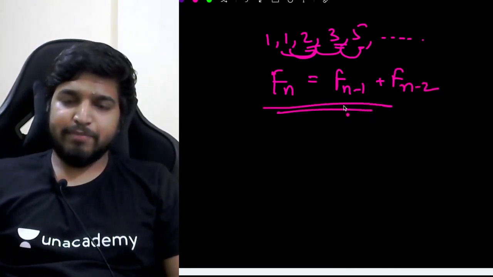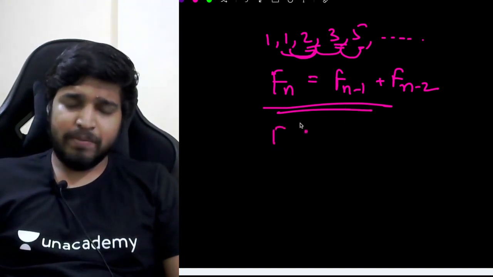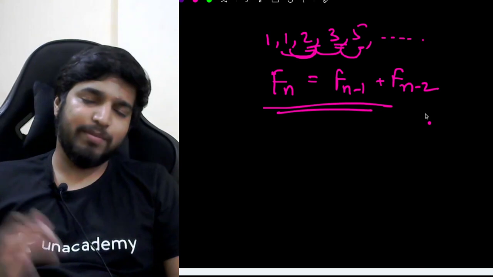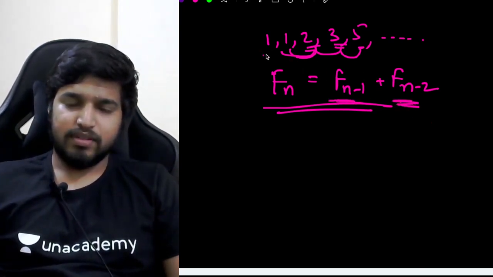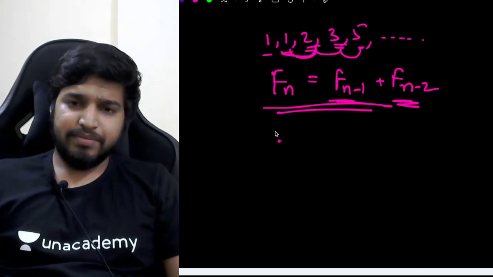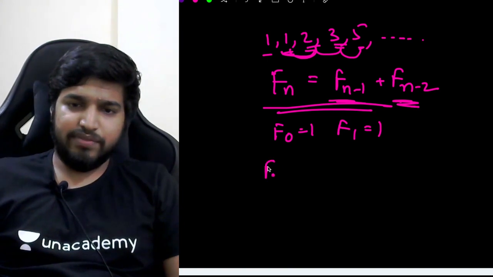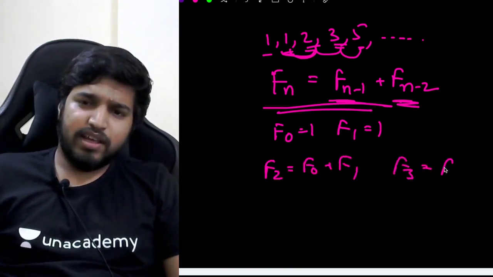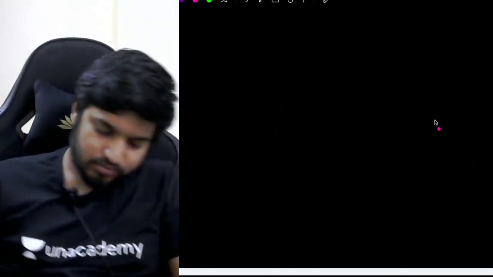We need two base cases here. We need to start from F2. Without the base case, the recurrence doesn't say anything. You need base cases for a recurrence. You can't keep going back forever. You need two base cases because there are two variables here. The base cases are F0 equals 1, F1 equals 1, then F2 equals F0 plus F1, F3 equals F1 plus F2, and so on.